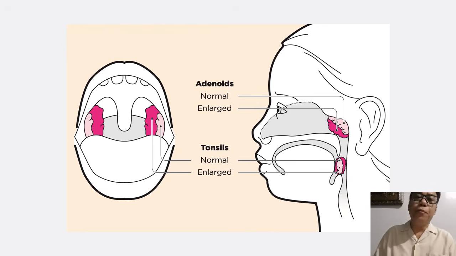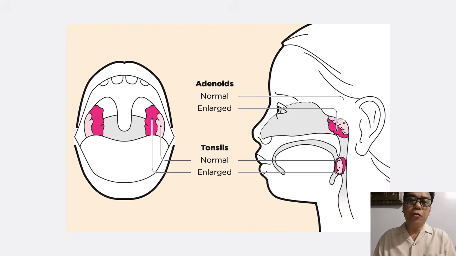So next, we have the adenoids and tonsils. The next one that we have is adenoiditis and tonsillitis. Basically, we have the same signs and symptoms and the same management. The only difference is where the inflammation happens. Is it at the adenoid or at the tonsil level? You could see the difference of the placement in terms of the photo that we have.